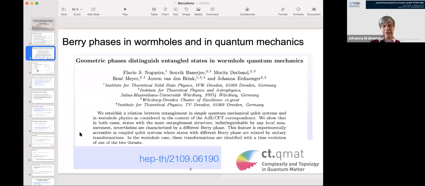I will show you what these operations are in this quite simple quantum mechanical system, and I will discuss briefly what the relation to wormholes is, because there these transformations correspond to time evolution on the two sides of the wormhole.